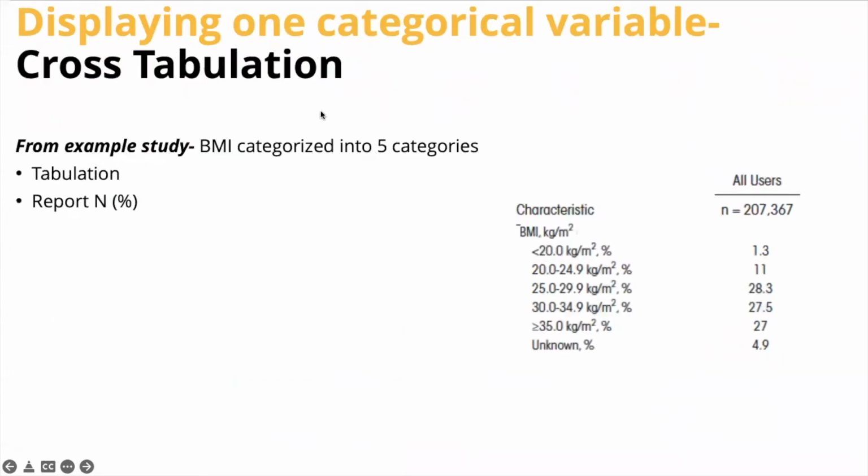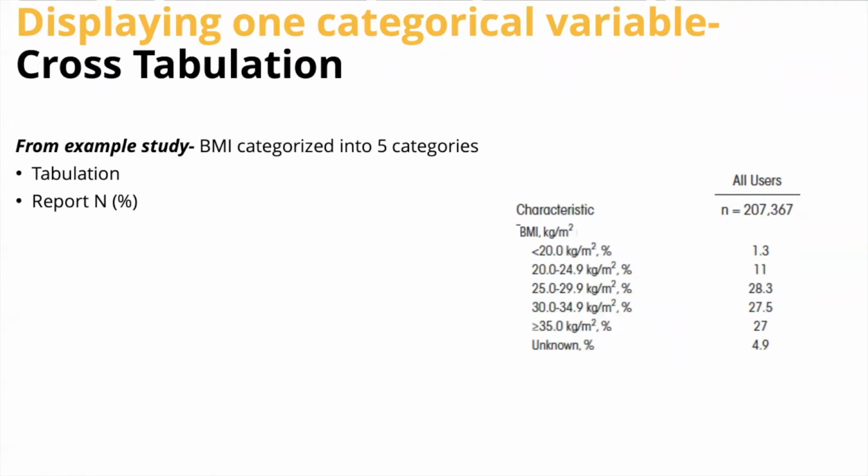Now that we've talked about the different types of data and variables that you might come across in a data set to answer a question related to drug safety or effectiveness, we're going to talk about how we actually display this information, both in table format and graphical format. To start off, we're going to look at how we can display a single categorical variable.